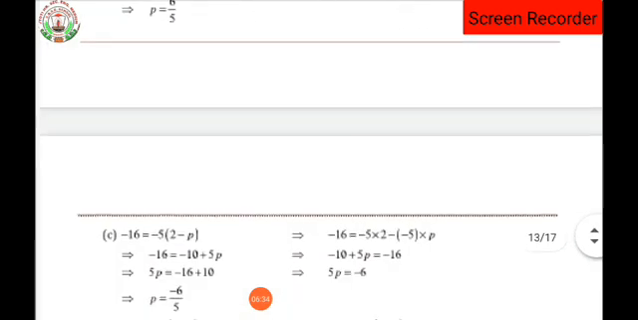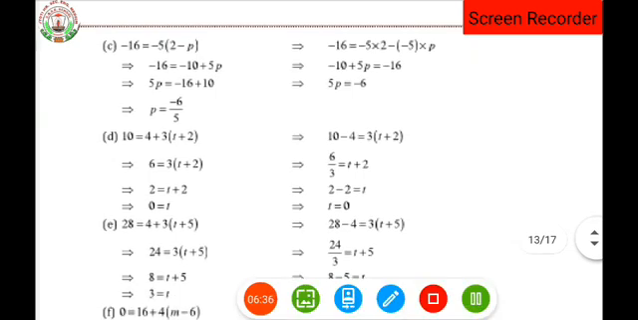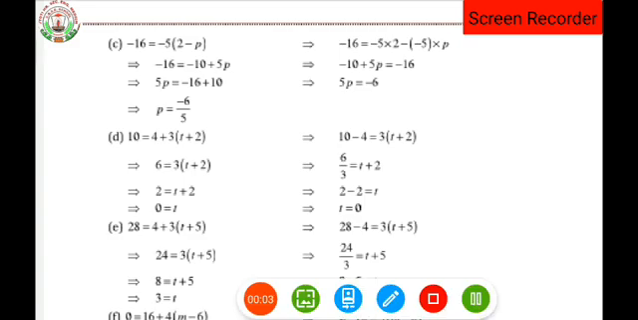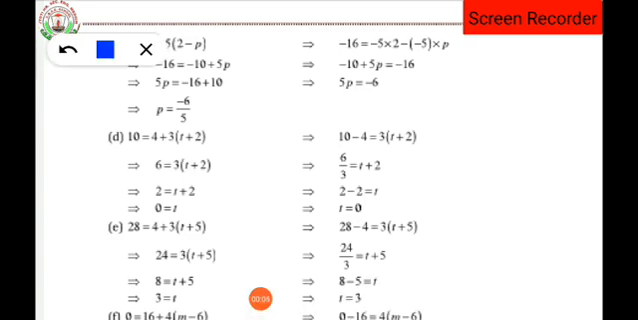Now the next question we are having is C. Now in the C part of the question, what is the question we are having? The question we are having is 16 is equals to 4 plus 3 into t plus 2. This is the question we are having.